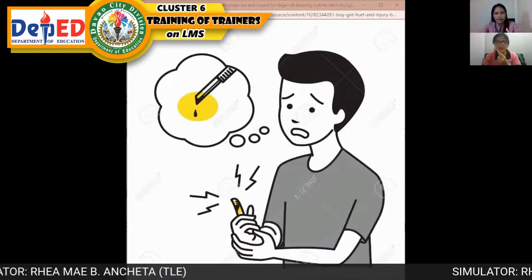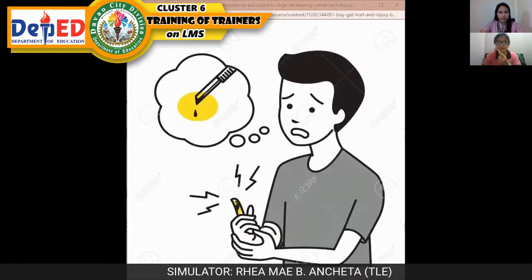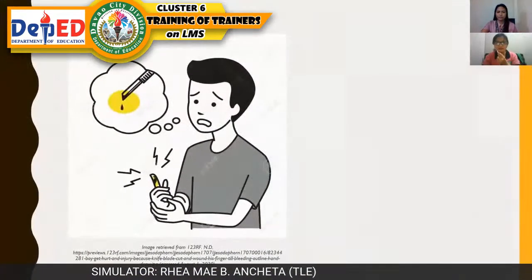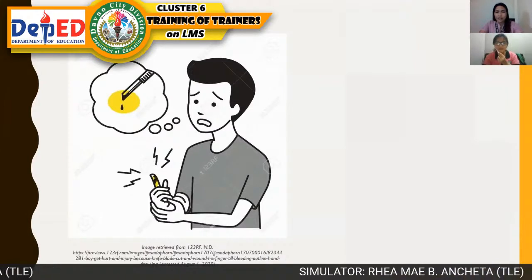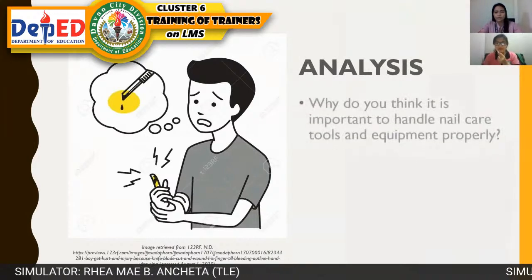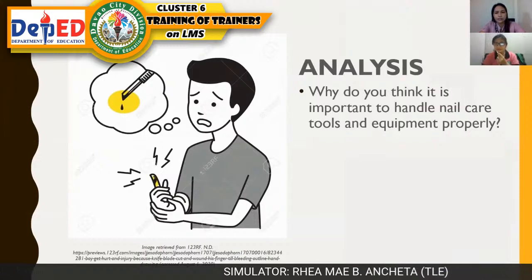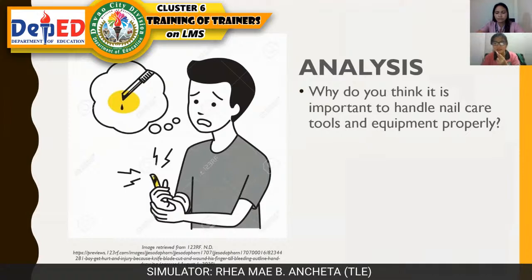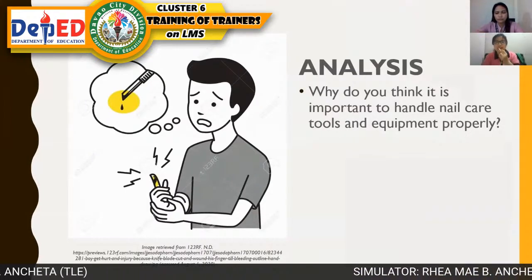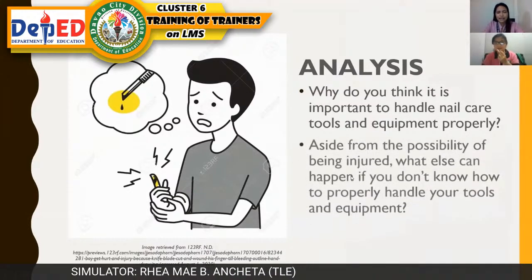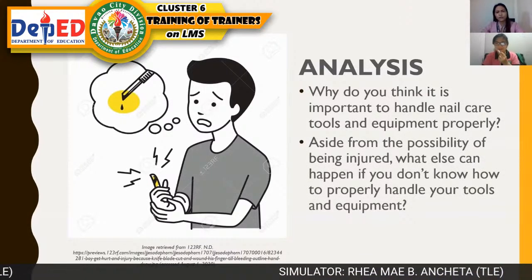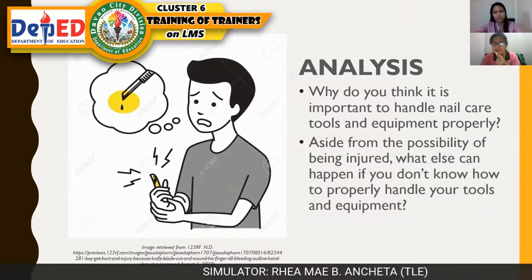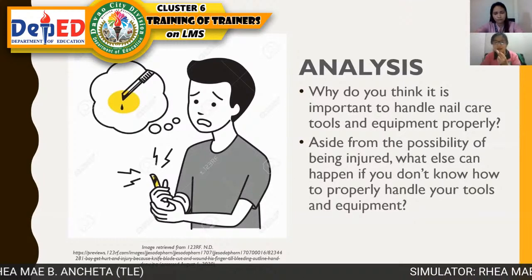So let us now proceed and try to further analyze the picture that you have just seen. With the same picture that we have seen earlier, we have the following questions to analyze further. Why do you think it is important to handle nail care tools and equipment properly? Based on this picture, we should handle nail care tools and equipment properly to avoid injuries or accidents. Okay, very good. Next, aside from the possibility of being injured, what else can happen if you don't know how to properly handle your tools and equipment? Aside from the possibility of being injured myself, I can injure somebody or my classmates.